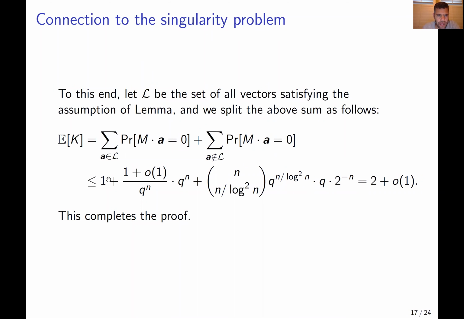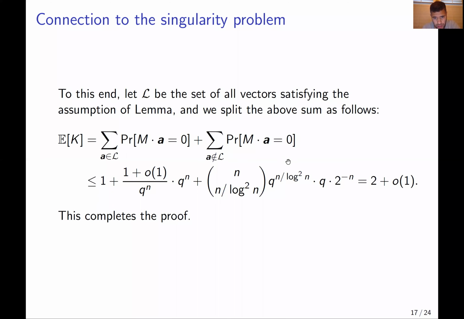And then by the lemma, what do we know? We know that if A is in L, then the probability to be 0 is roughly 1 over q to the n, and there are at most q to the n such vectors. We have this one here at the beginning, this is just from the all zero vector. If A is the all zero vector, then the probability that M times A is 0 is 1. And for vectors not in L, we are going to use the trivial bound, 2 to the minus n.